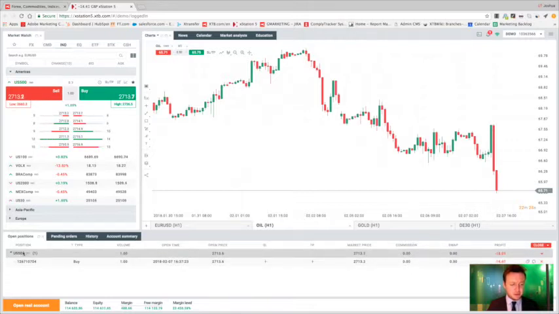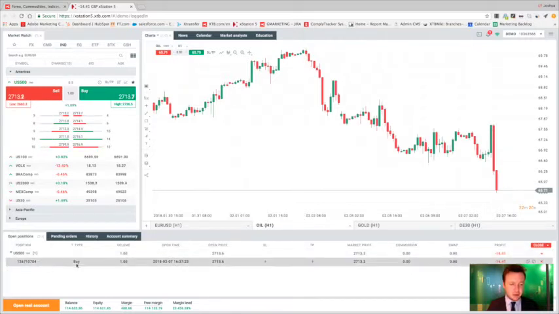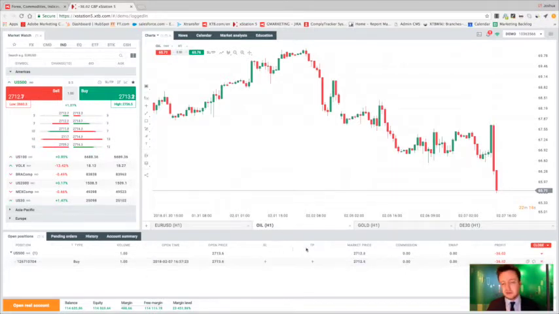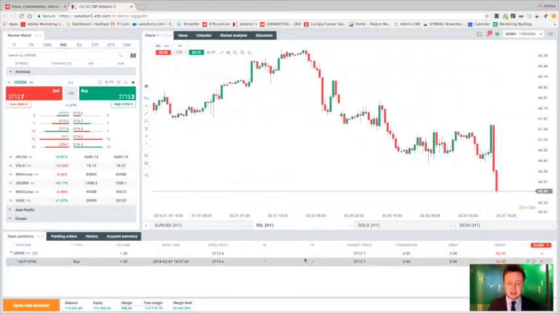Now if you turn your attention to the bottom of the screen, you can see this open position here. You can see the market, the buy or sell, the volume, the open time, the open price, stop loss, take profit, current market price, any commission or any swap, which you don't need to worry about on a standard account.